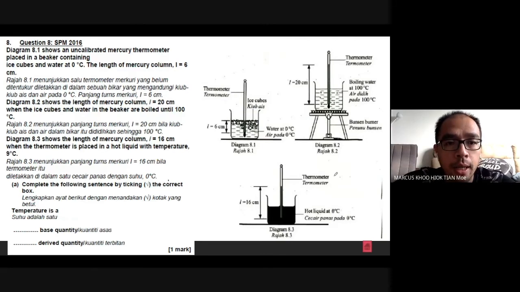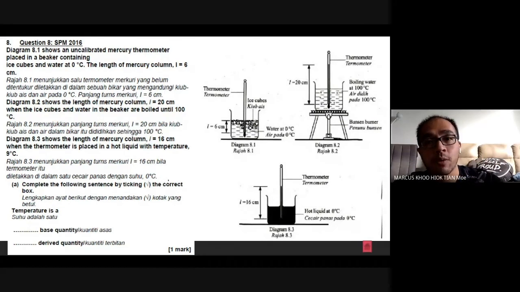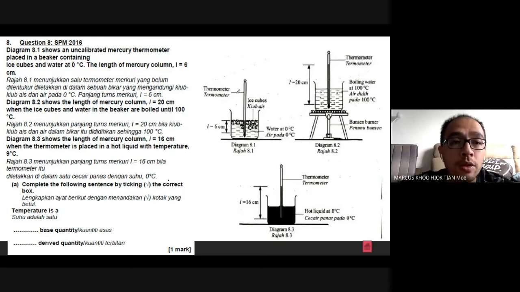All right. Next question. Diagram 8.1 shows an uncalibrated thermometer. So this is the calibration of thermometer question. As I said just now, calibration of a thermometer is very easy. Put inside ice, mark. Put inside boiling water, mark. So inside ice is 6 cm. Inside the boiling water at 100 degrees Celsius, this one is 20 cm. So this one is 16 cm.